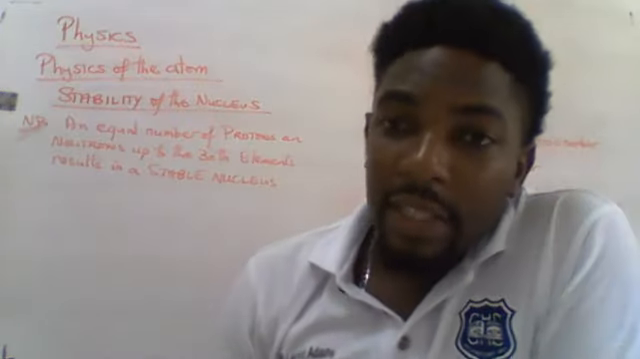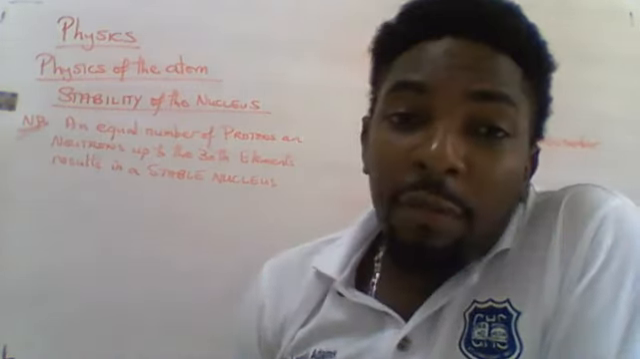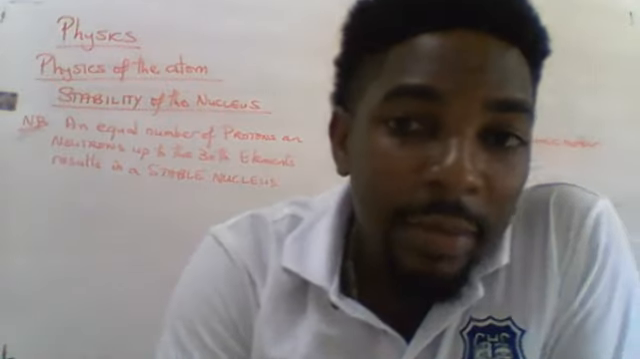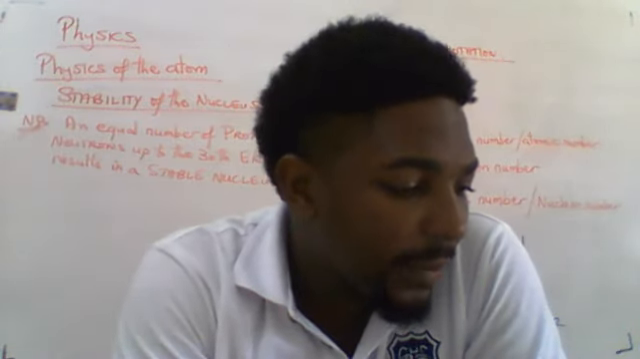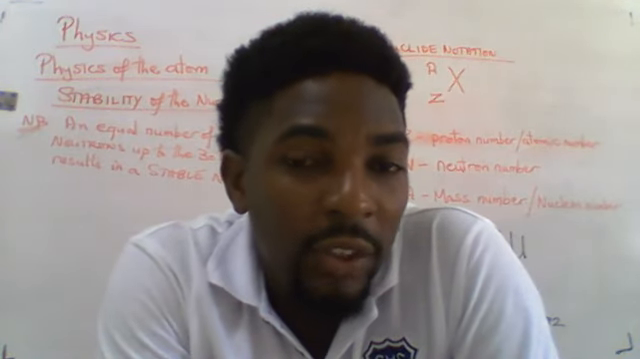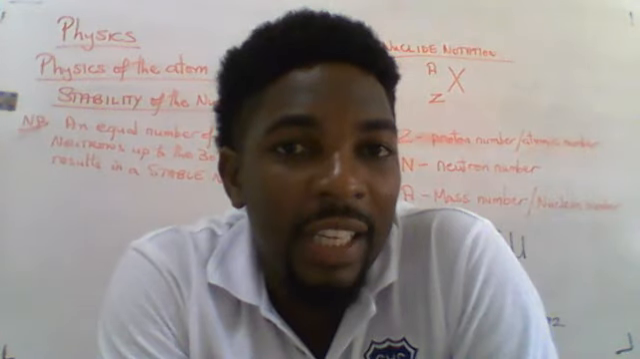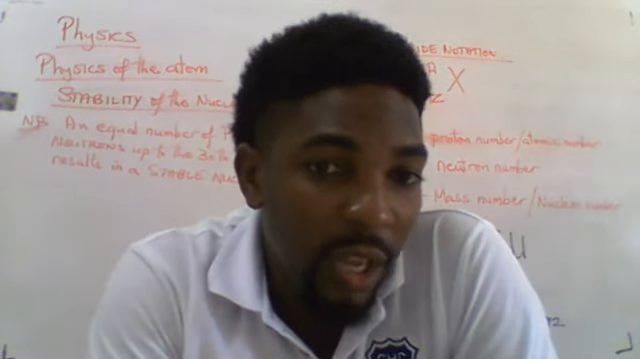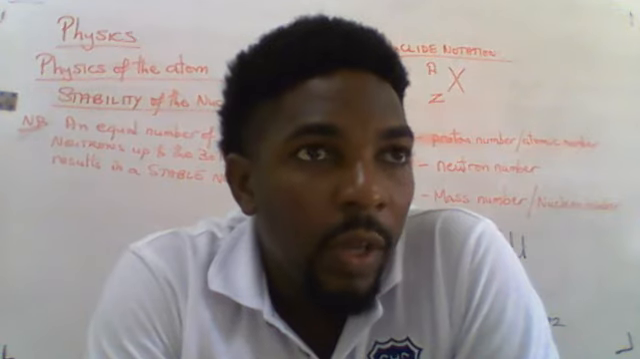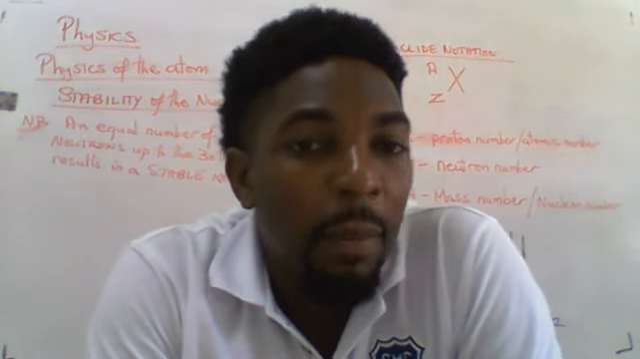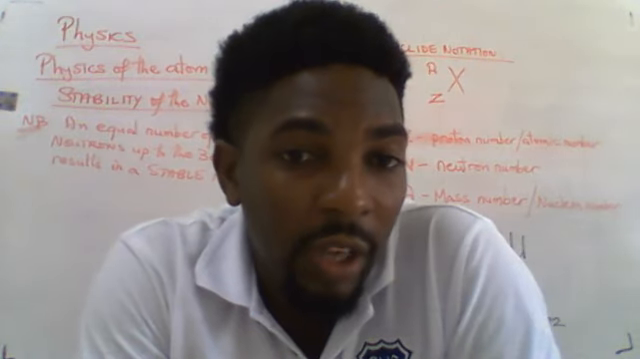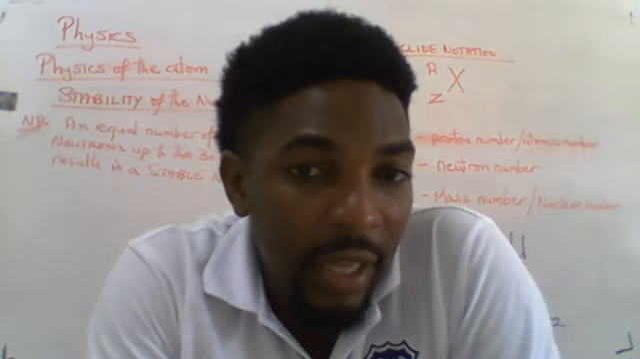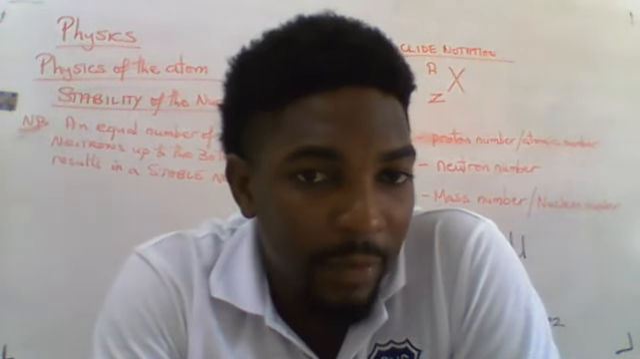Now, I have a statement here that says that an equal number of protons and neutrons up to the 30th element results in a stable nucleus. So having equal numbers of protons and neutrons will always result in a stable nucleus, meaning if you have 10 protons, you must have 10 neutrons. You have 12 protons, you have 12 neutrons. Now, whenever an atom has more neutrons than protons, it can become unstable. Or if it has too few neutrons compared to protons, it can also become unstable.